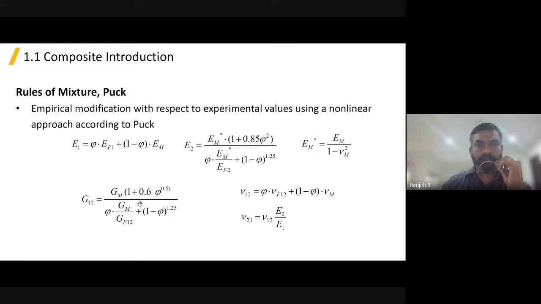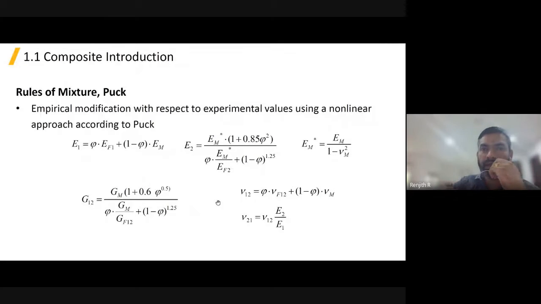And this is the rules of mixture by Jones, and there is also another type that is developed by Puck, and there is a small variation because we will add some more constants and some more values to match with the experimental results for Young's modulus in 2 directions, Poisson's ratio and shear modulus. Because when we use our analysis in a plane stress concept, we only need Young's modulus in 1 direction, Young's modulus in 2 direction, and Poisson's ratio in 1-2 and 2-1, and shear modulus in 1-2. So that's why we will calculate only these things.